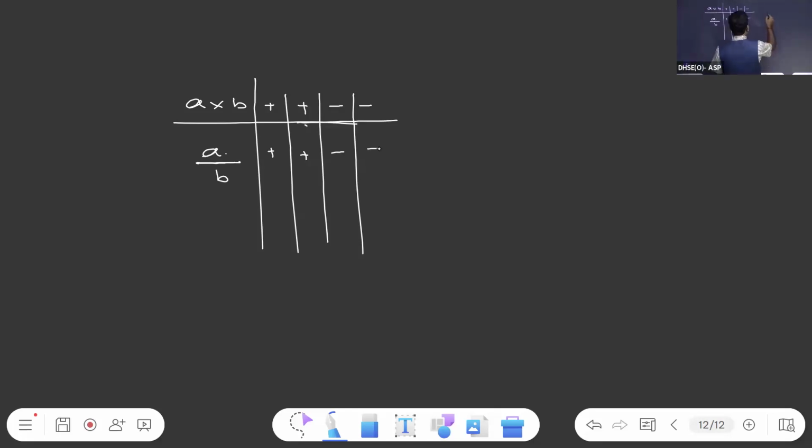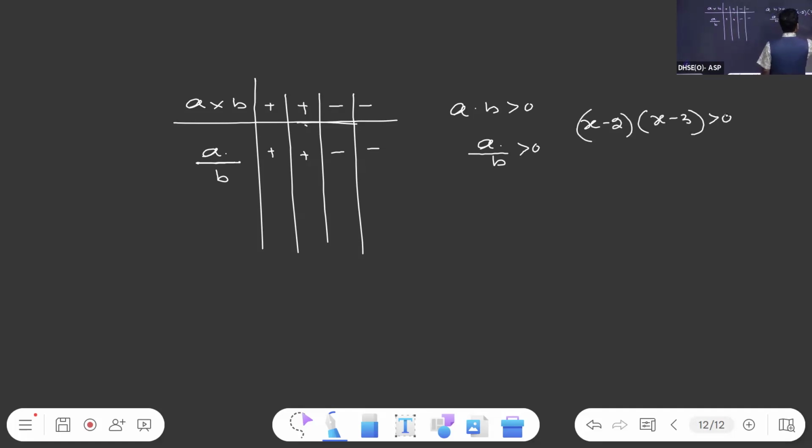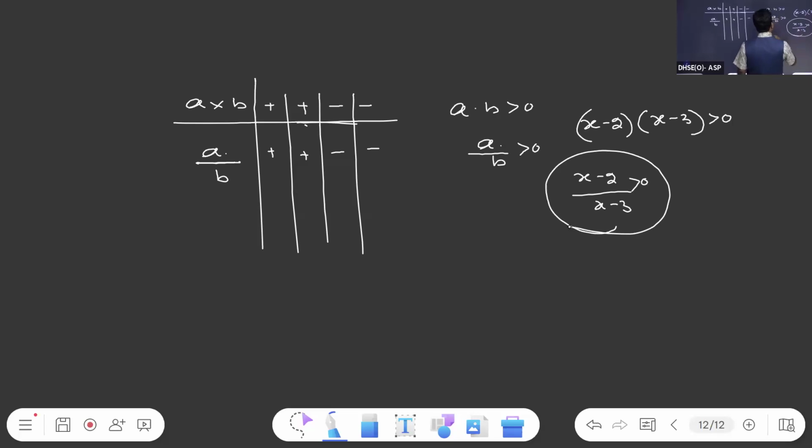So, A into B greater than 0 is equivalent with A by B greater than 0. Suppose the inequality is x minus 2 into x minus 3 greater than 0. This is equivalent to x minus 2 upon x minus 3 greater than 0, isn't it? So to solve a rational inequality, the same working rule that we are using for solving quadratic inequality should be followed. Okay.